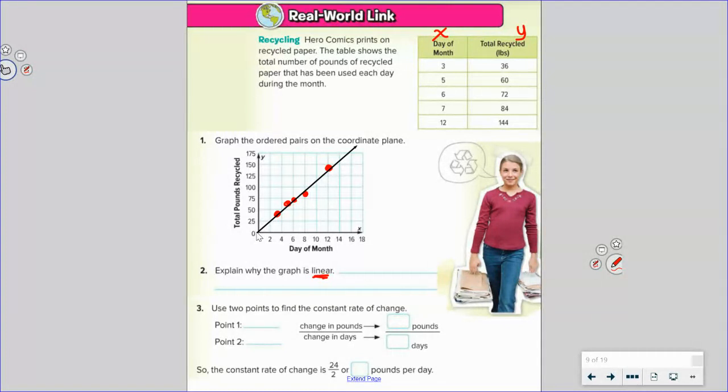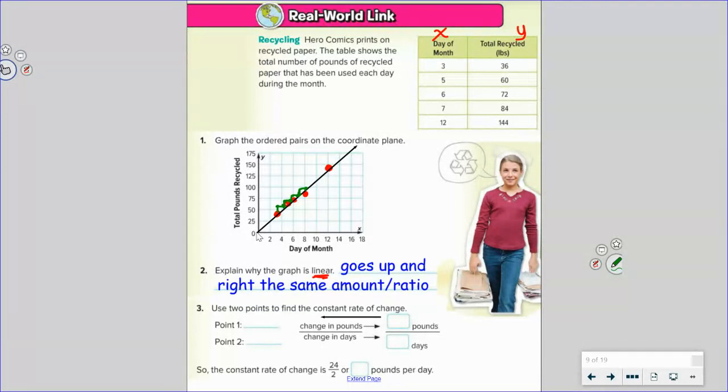Well, it's linear because it really goes up the same amount every day. So I'll say something to that effect. It goes up and to the right the same amount. In other words, the ratio is going to be the same. But let's find that ratio. Let's find that constant rate of change.